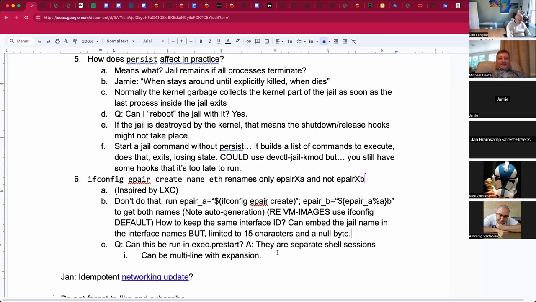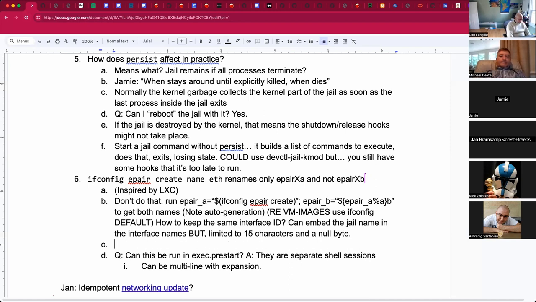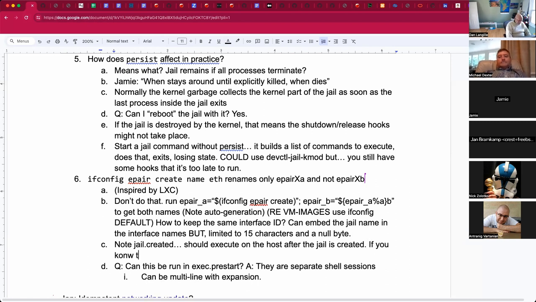What you can also do is do it inside of jail.created. I think it gets executed. So if you have jail.created, if I remember correctly, that should execute in the system environment. So it executes on the host after the jail command has already created the jail. You know the jail name. You can access the jail name, get the jail ID, and then you can have the JID. That is a short name, but it changes.